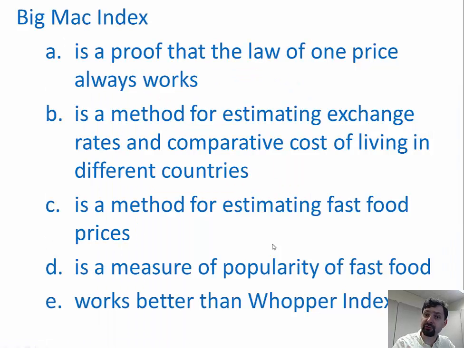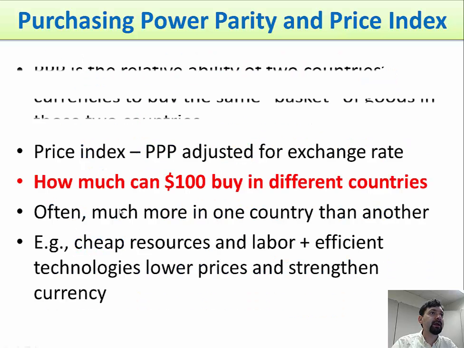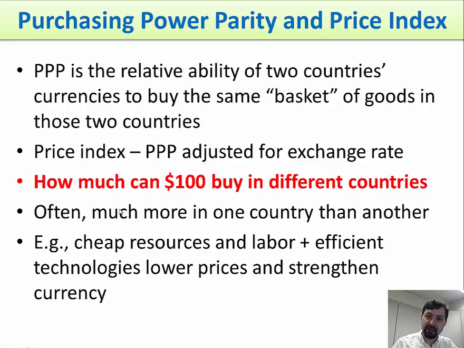Now, here is a question for you to test if you now know what the Big Mac index is. And the answer clearly is B. It's a method for estimating comparative cost of living and sometimes even exchange rates in different countries. Now, the Big Mac index is closely related to the concept of purchasing power parity.